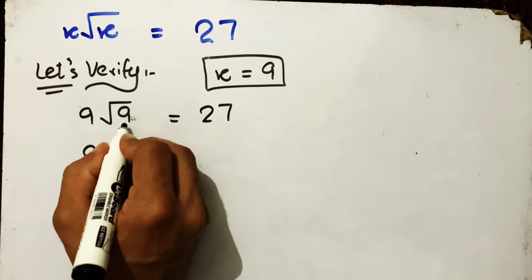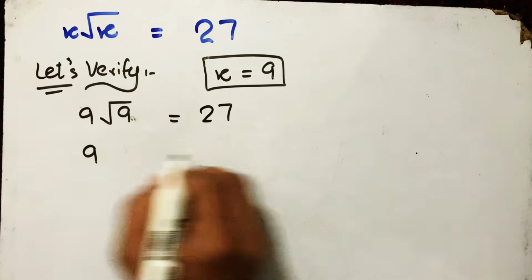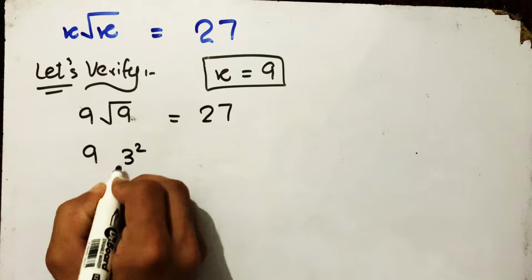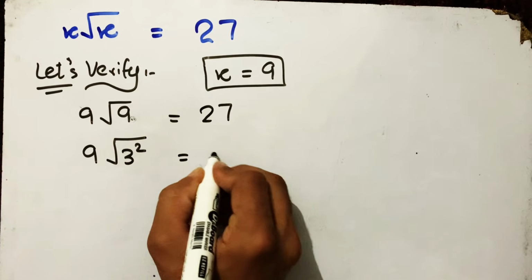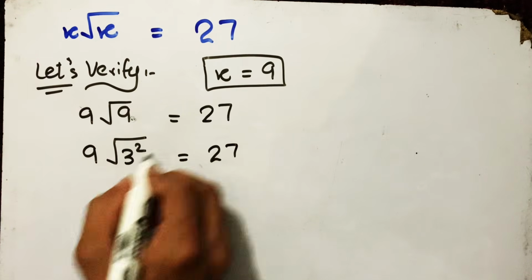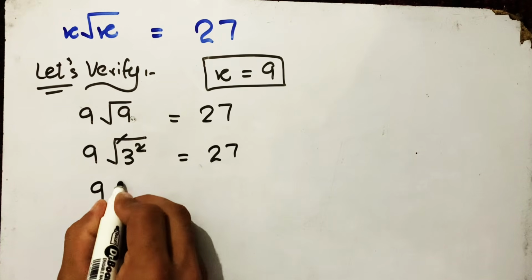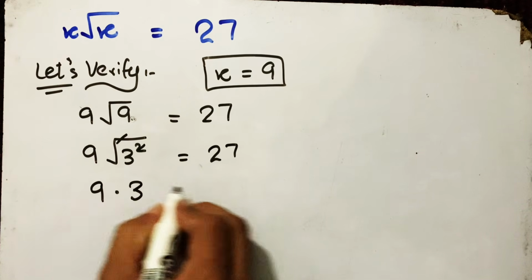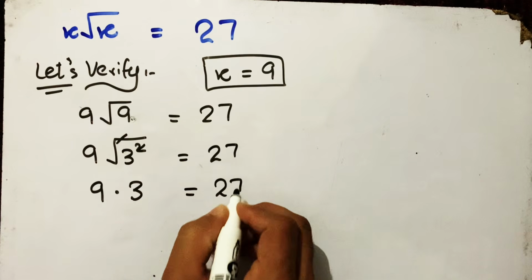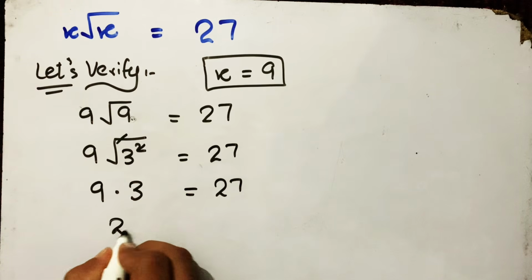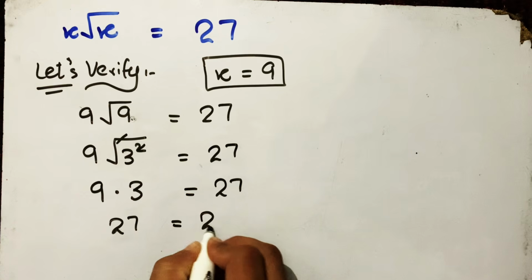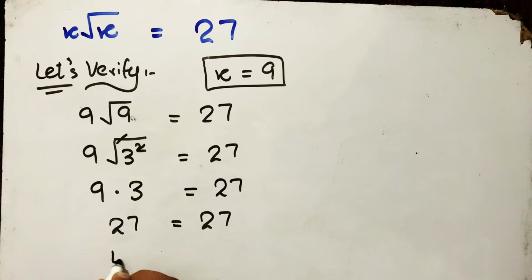9 square root of 9, 3 square, which is equal to 27. Eliminate this term. 9 into 3, which is equal to 27. 27 is equal to 27, which means the left hand side is equal to the right hand side. Hence proved.